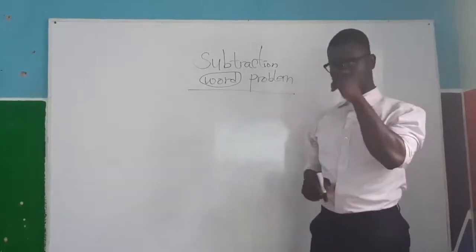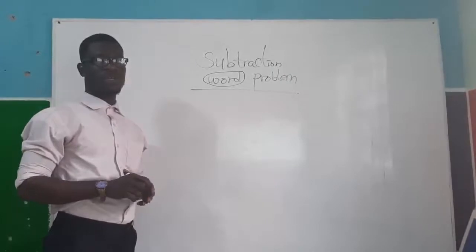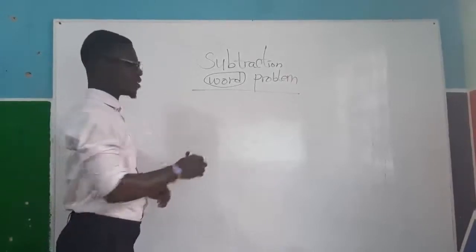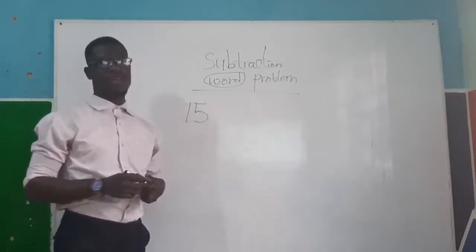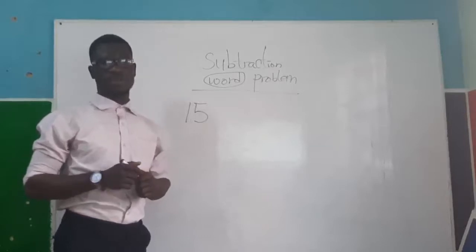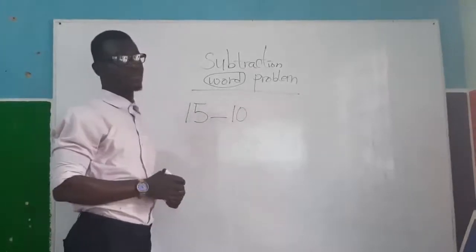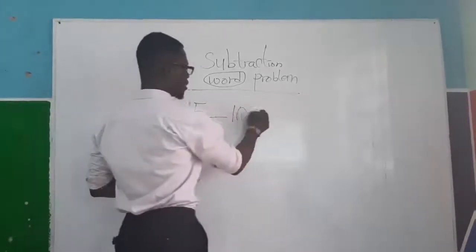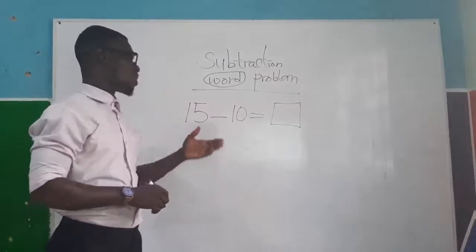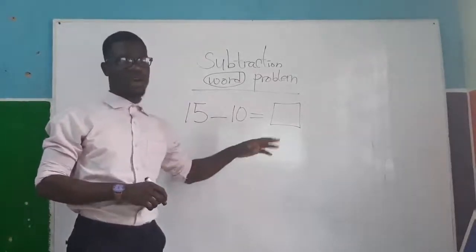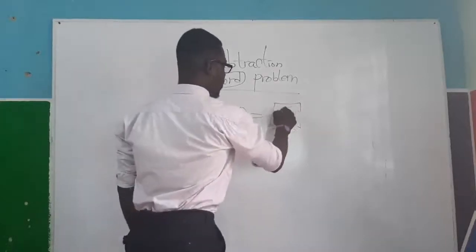Now, let's write the subtraction sentence for the story. The total number of tomatoes in the kitchen was 15. And how many did she use to prepare the jollof? She used 10. And after using the 10, how many was left? So this is how we represent a subtraction sentence. Then you look for the remaining tomatoes that were in the kitchen, which will be 5.